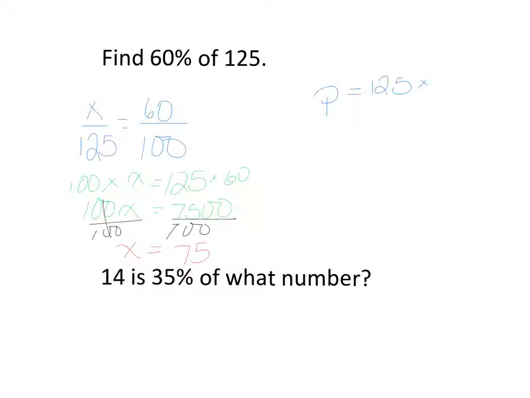Remember that to make the percent a decimal, it means you're dividing by 100, which is essentially moving the decimal point 2 spaces to the left. So that's how we end up with times 0.60. And if you take 125 times 0.60, you're going to get 75. Either way you go about it, both of them are correct.